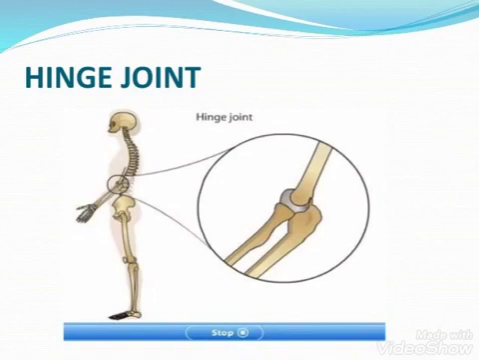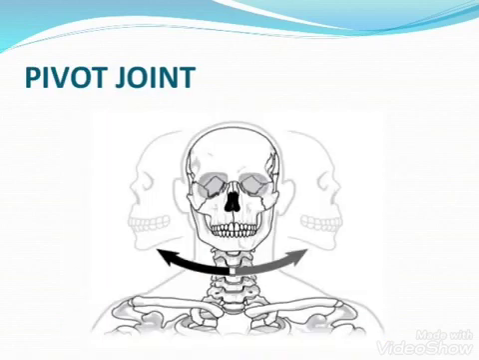Next is the hinge joint. The hinge joint is like the hinges in a door. We have hinge joints in our elbows, fingers, knees and toes. They allow movement of bones only in one direction, that is, up and down or back and forth. So they allow movement only in one direction, but this also helps us a lot in movement.